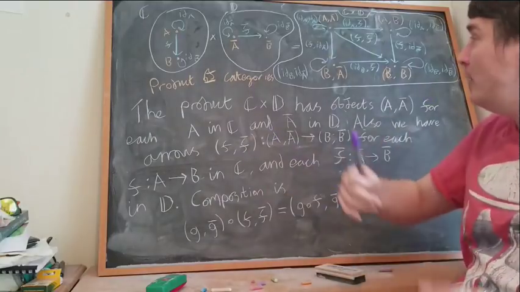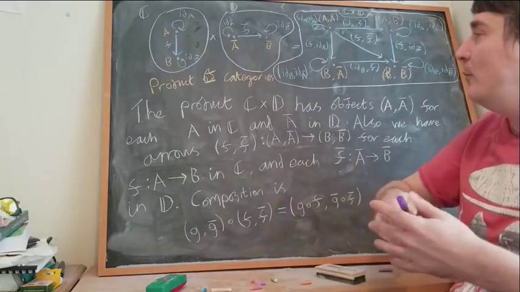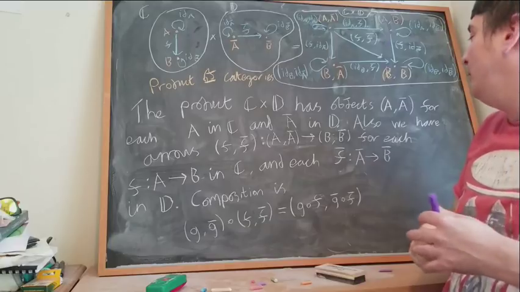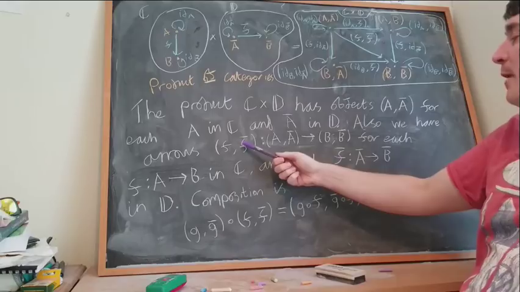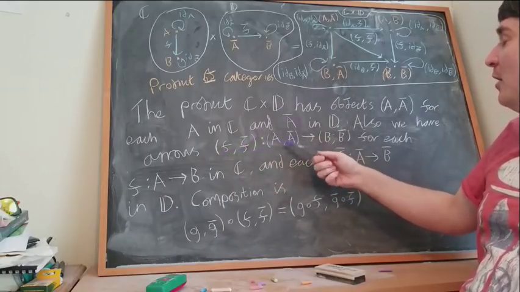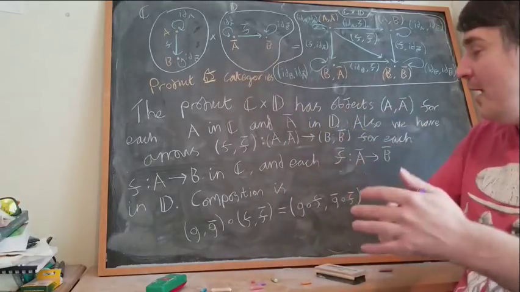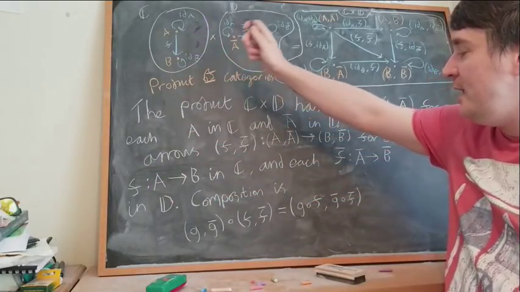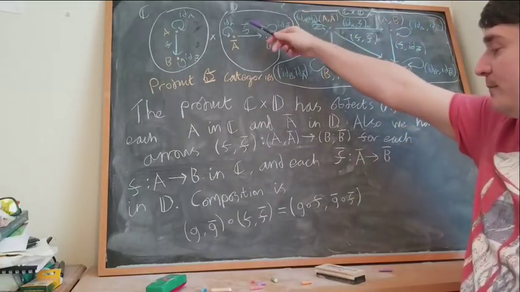And we also have arrows in this product category, and we get those in a very natural way by taking arrows from over here and arrows from over here. So in this product category, we're going to have arrows F comma F bar, which is going to be an arrow from A comma A bar to B comma B bar. And we're going to do that for every arrow F of C and every arrow F bar of D.